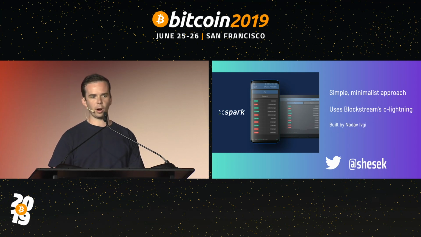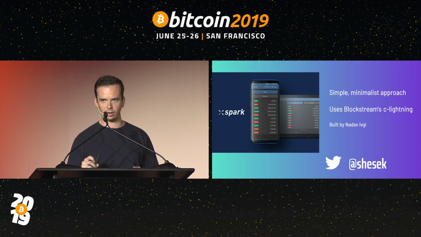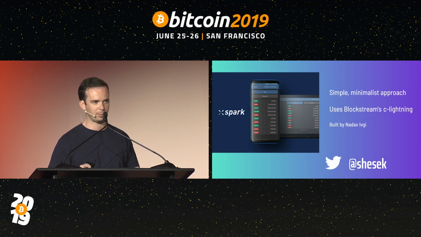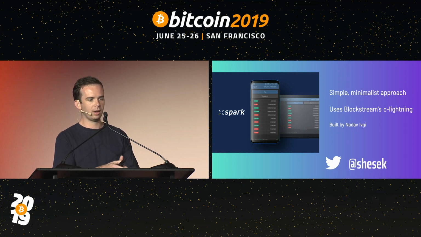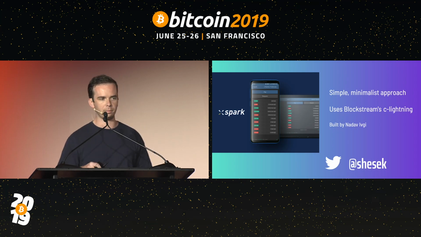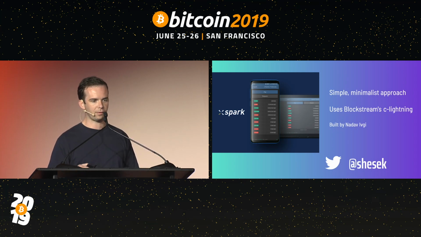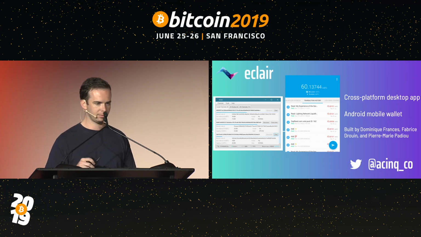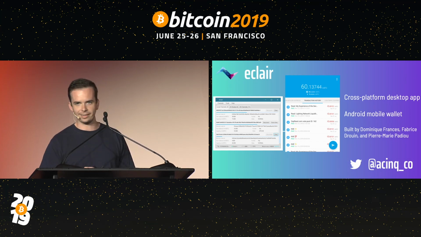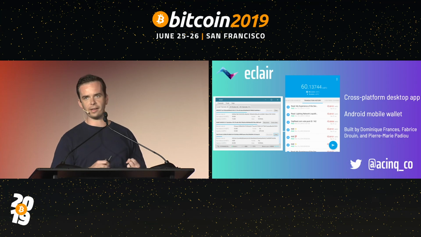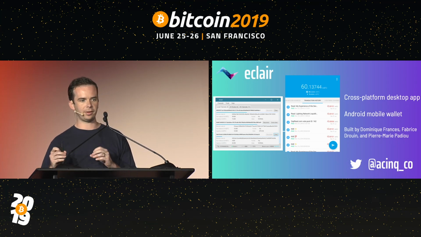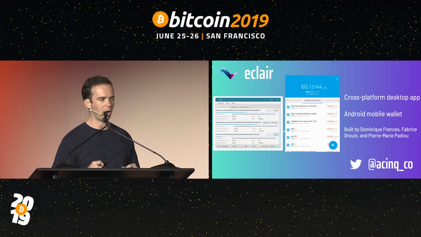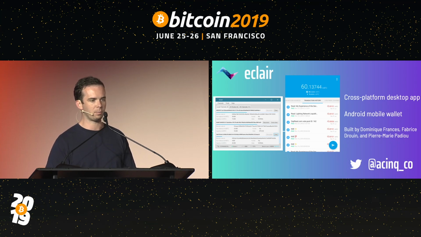There's Spark. Spark is very minimalist. You can't even send on-chain payments. They're focusing on the C Lightning platform, which is a node built by Blockstream. So definitely go check it out, and I'll be talking about C Lightning in a second. Eclair is both a desktop application and a separate Android mobile wallet, and so I'd encourage you to try out both. They're also a separate Lightning node implementation.